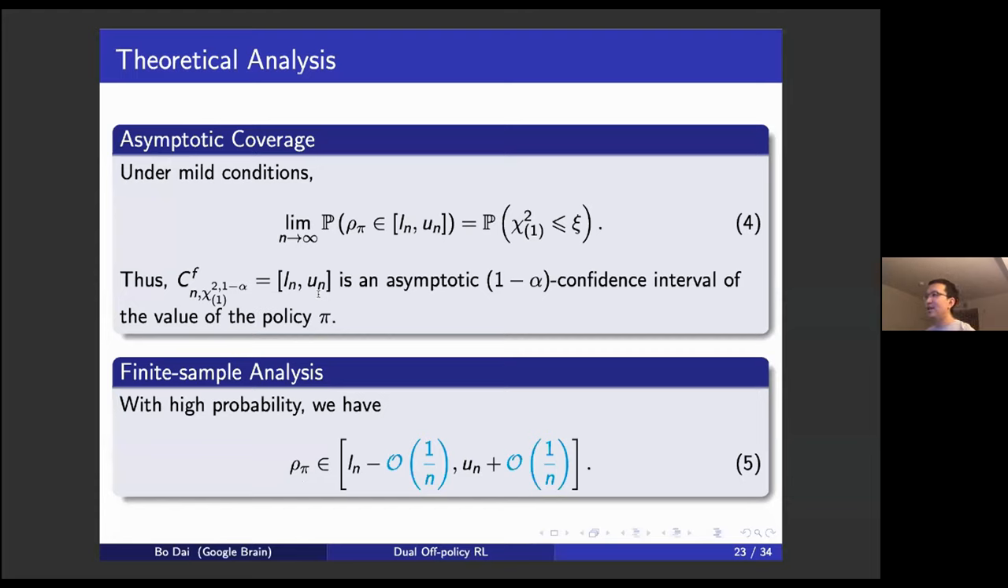And actually we prove that after you have this LN UN from the quantile estimator, it follows asymptotically a 1 - alpha confidence interval. And also we provide the finite sample character. I should emphasize that this part is not one over square root, so the character is in the faster rate. Okay, here's the theoretical guarantee for this quantile estimator.